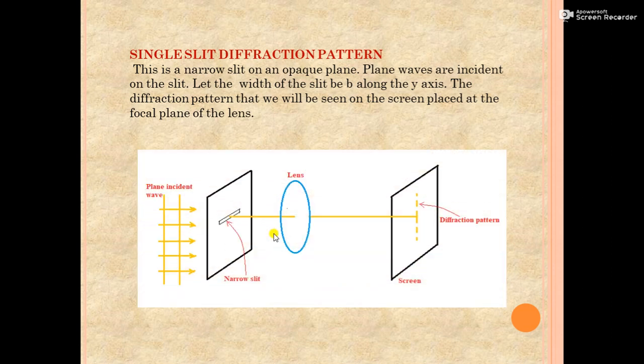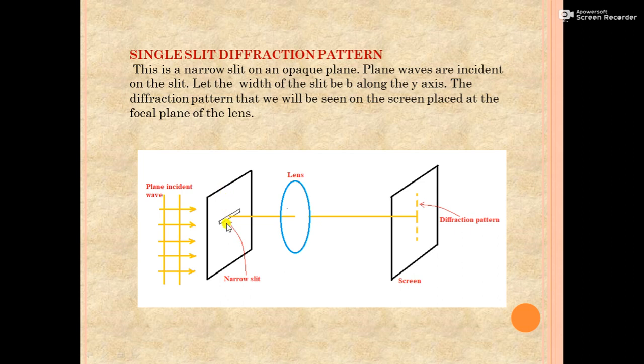This is a narrow single slit diffraction pattern, and this is a narrow slit. This is a slit on an opaque plane, and plane waves are incident on the slit. This is the y-axis, and the width of the slit along the y-axis is b.